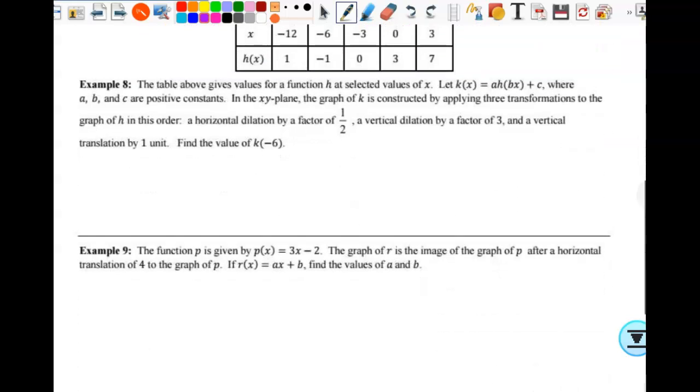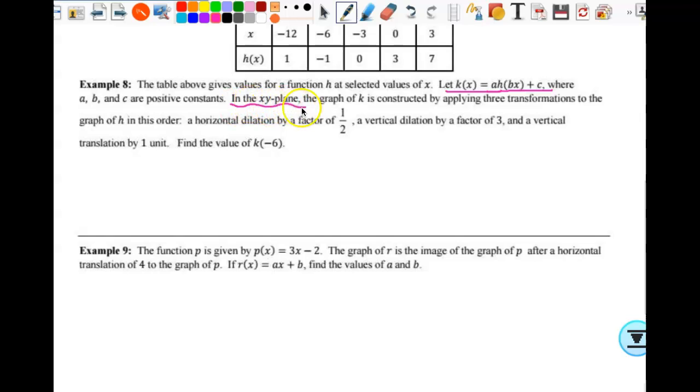So let's look at number 8. It says the table above gives values for a function of h values, and then it gives me that same type of little equation here. A, b, and c are positive constants. In the xy plane, the graph of k is constructed.